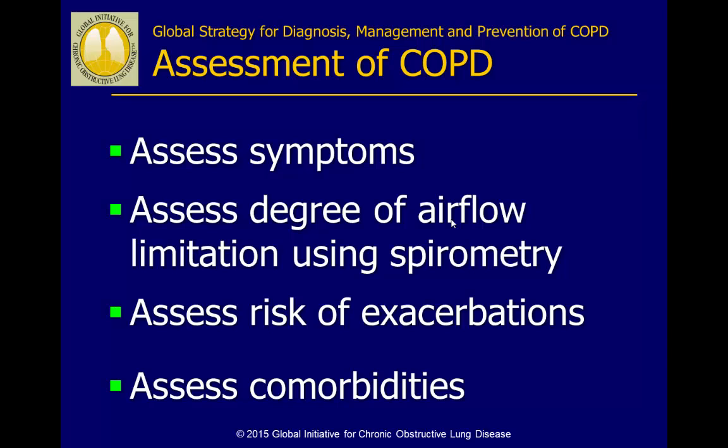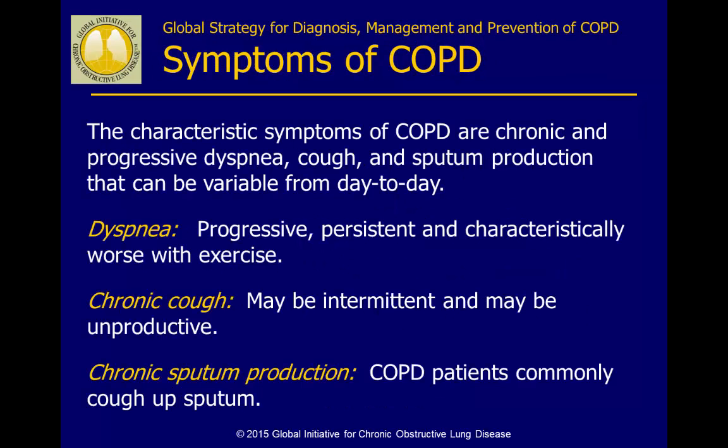So for the management of COPD, you have to assess the symptoms. You have to assess the degree of limitation using spirometry, risk of exacerbation, as well as comorbidities. So again, what are the main characteristic symptoms for COPD? Even though this is repetitive, is dyspnea, which is progressive, persistent, and characterized that is worse during exercise. Chronic cough that even though could be unproductive, the majority of the time is productive with abundant sputum production.